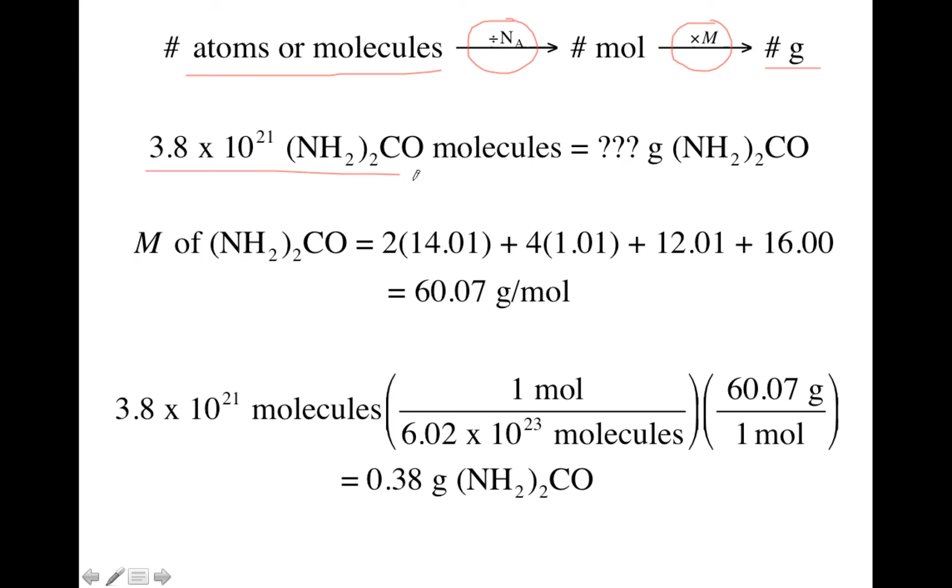So in this example, they give you the number of molecules of the substance, and we're trying to find the number of grams. So we know eventually we're going to need the molar mass, so we go to the periodic table and add up all the elements, and we get a molar mass of 60.07 grams per mole.